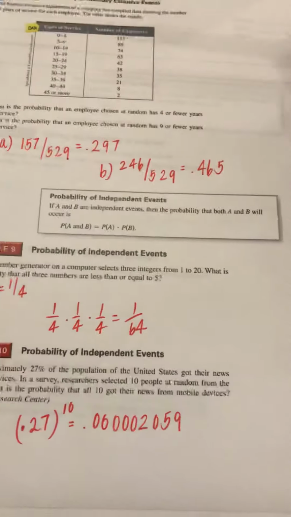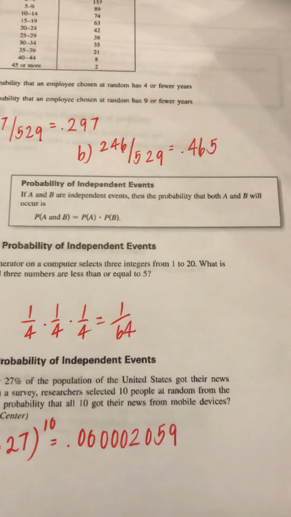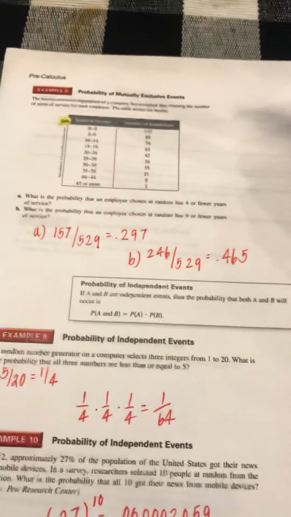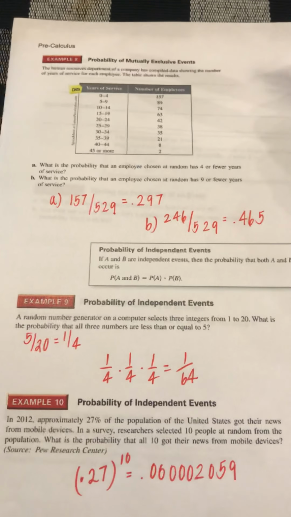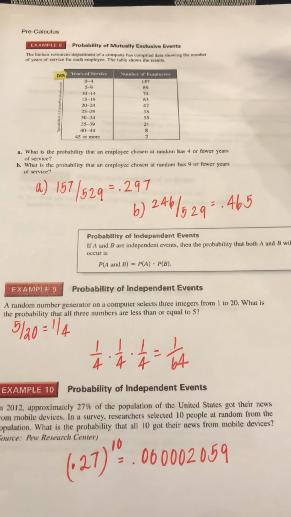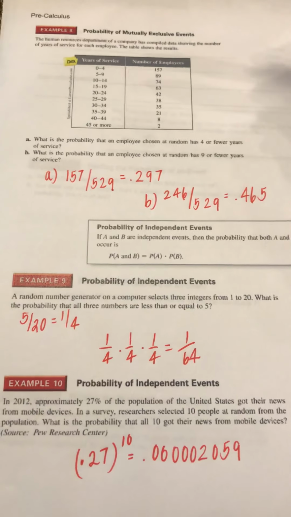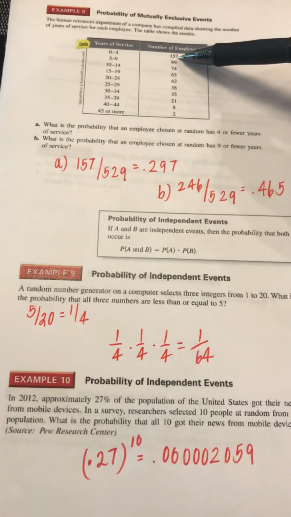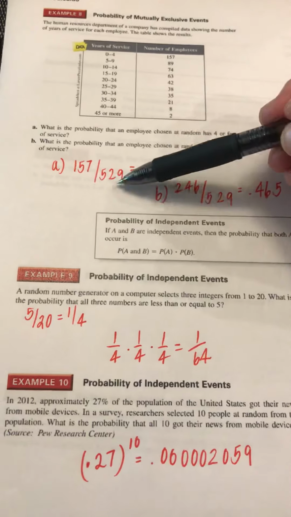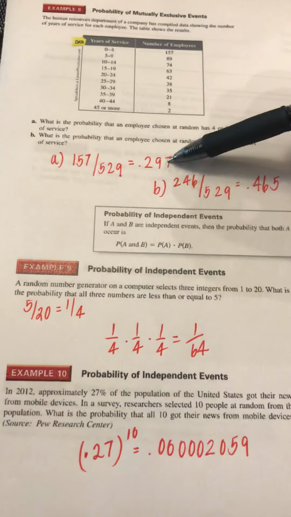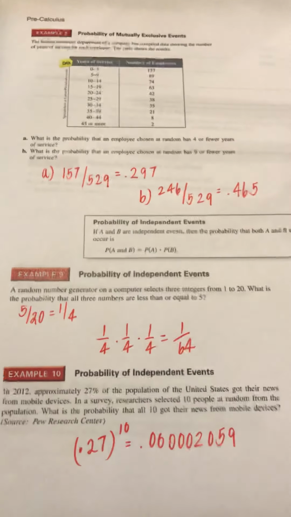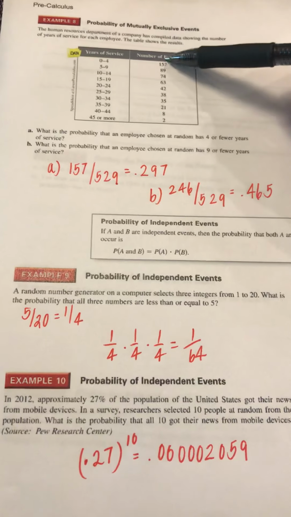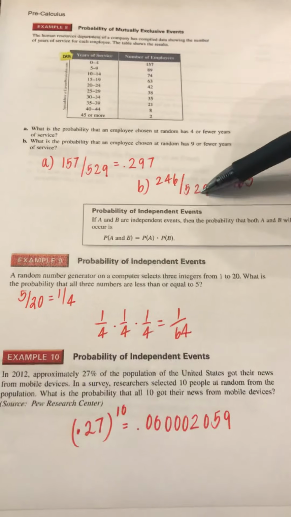Okay, example 8. The Human Resources Department of a company has compiled data showing the number of years of service for each employee. Letter A, what is the probability that an employee has 4 or fewer years? So there are 157 out of our total of 529, so that is my probability. Same thing on B, 9 or fewer years, so I would add this up, which makes 246 out of my total.